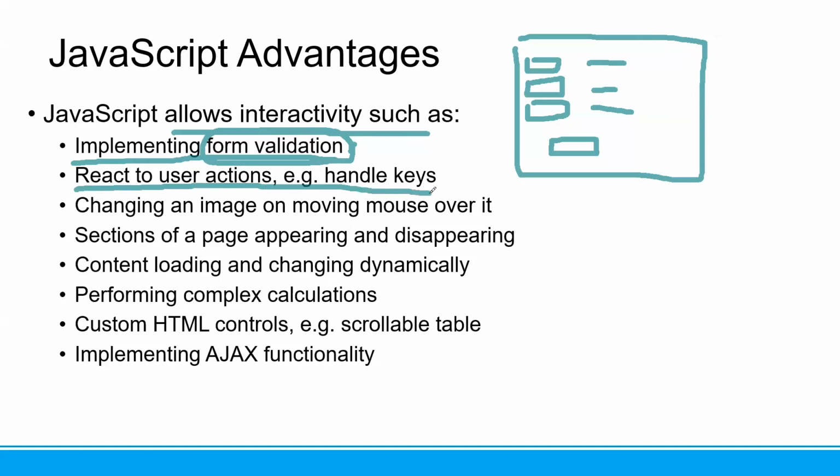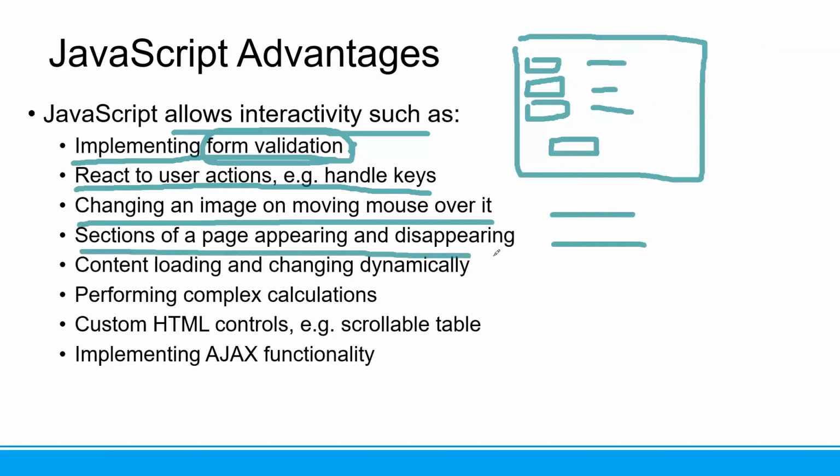For example, when the users use some keys like F5, F6, or Control Enter, Shift S, and so on, it can give some convenience. Changing an image on moving the mouse over it. So if I move my mouse, like this one, I can draw a line. So in JavaScript, we also have this kind of function.